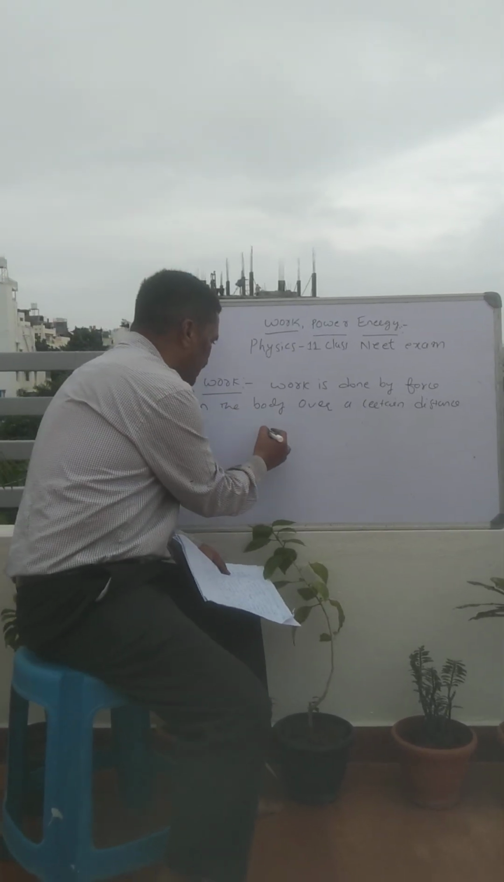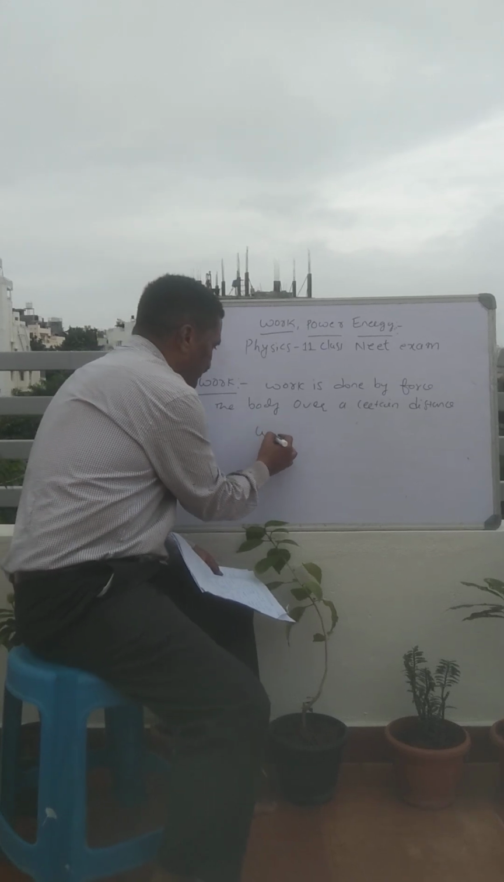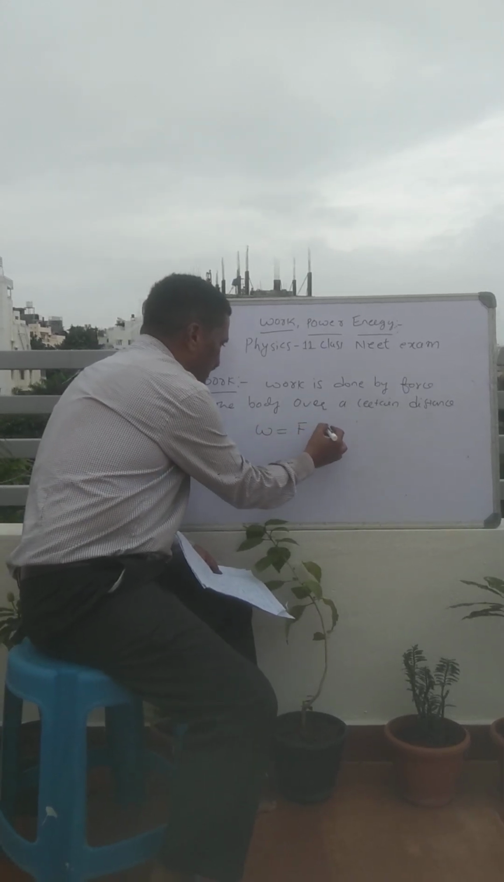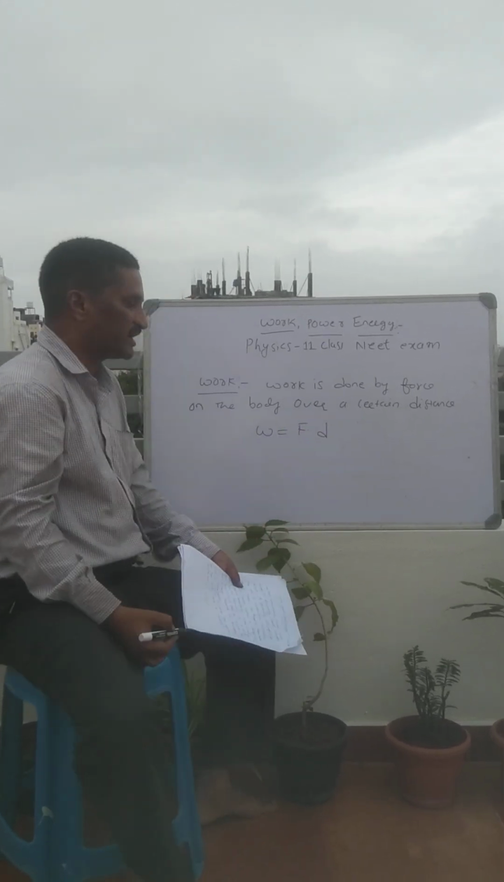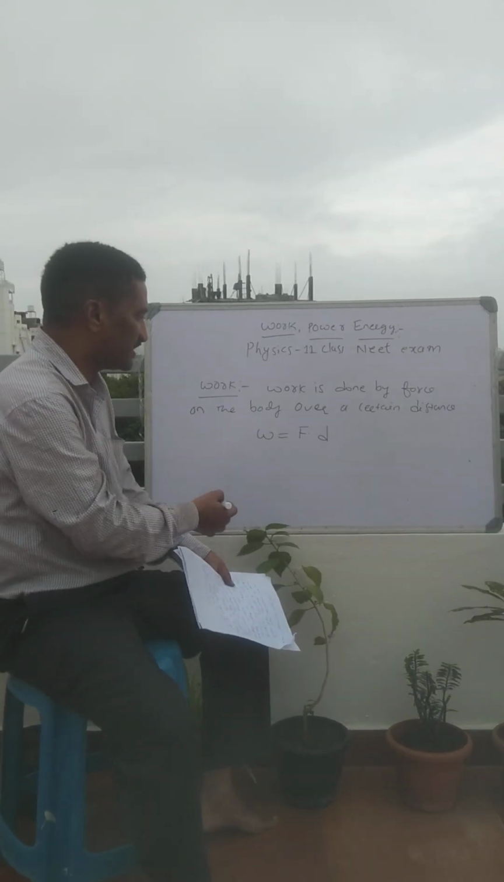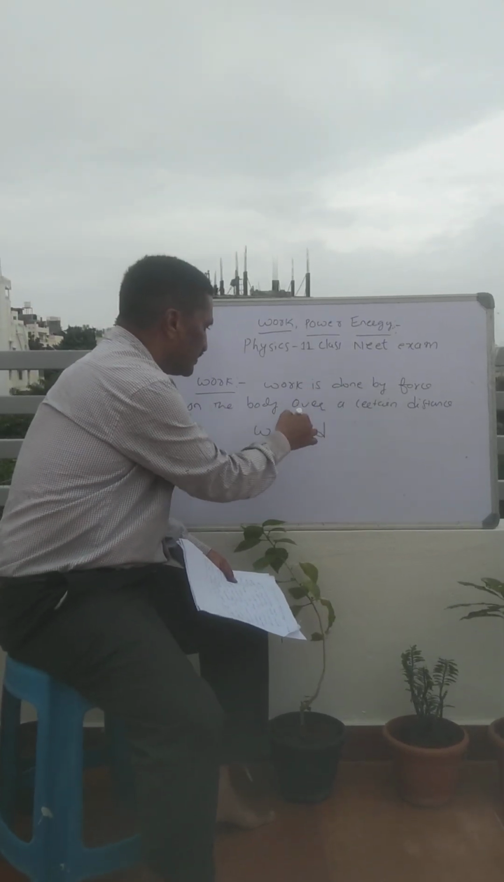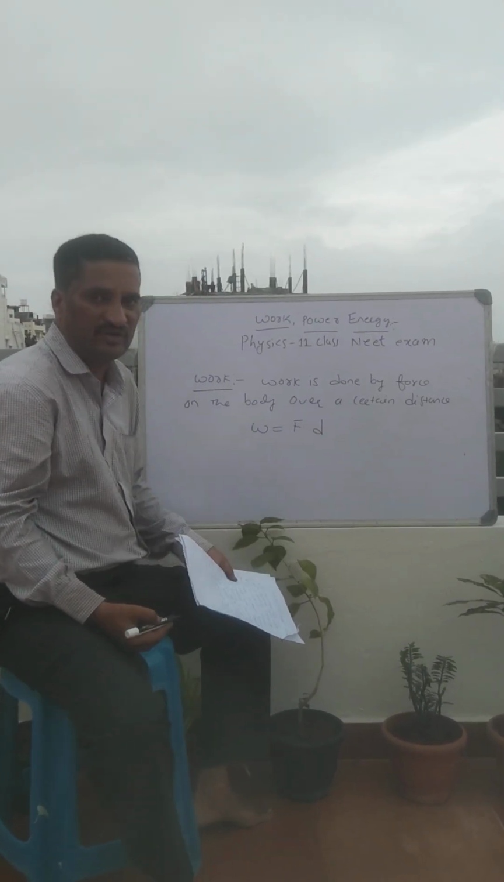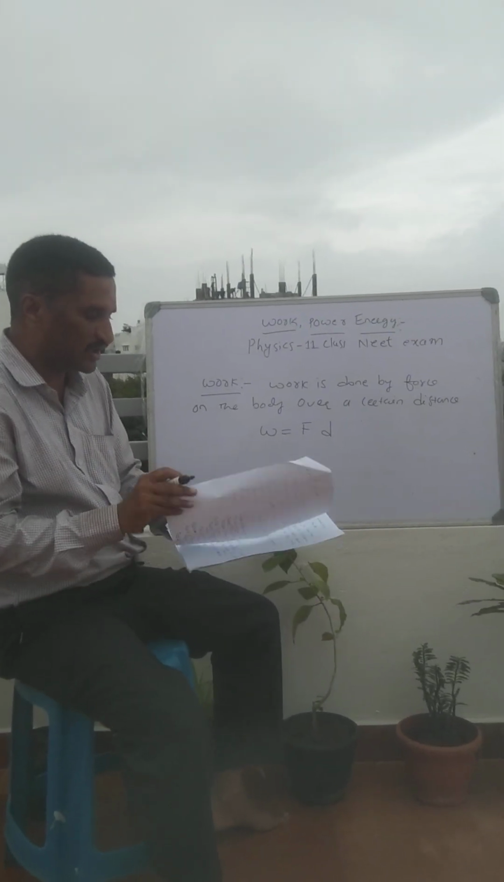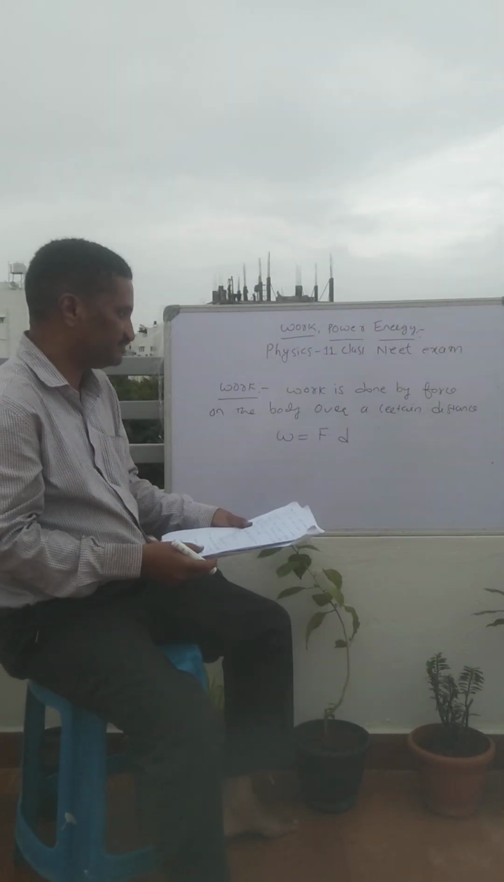Now if you take the mathematical definition of work, we can define W equal to F into D, where W is the work done by the object or the person, F is the force which is acting on the object, and D is the displacement of the body which is moving. So this is how we can define the work.